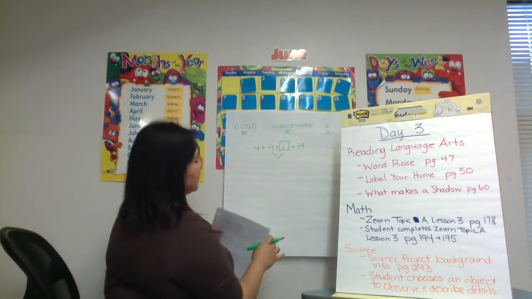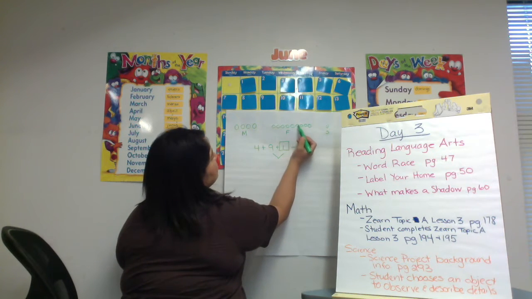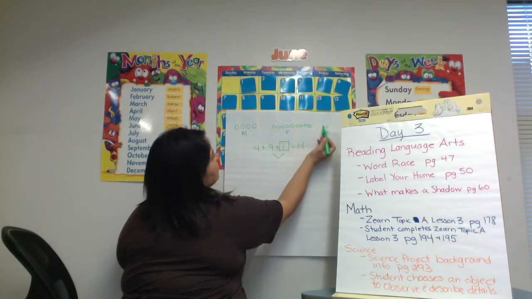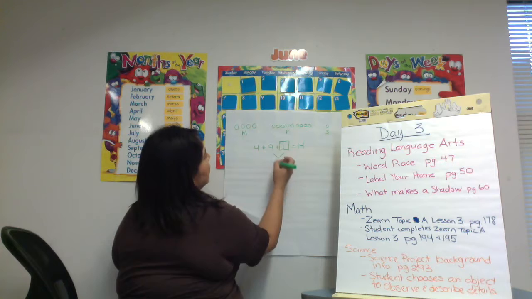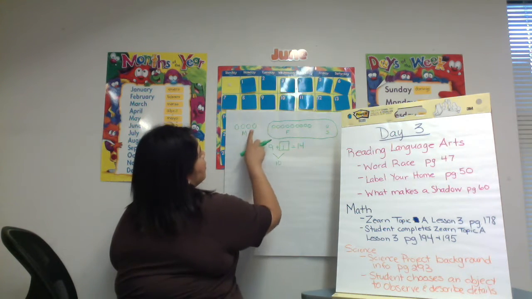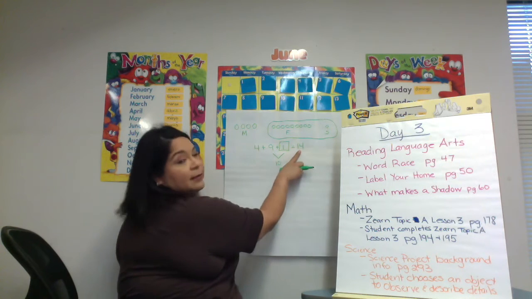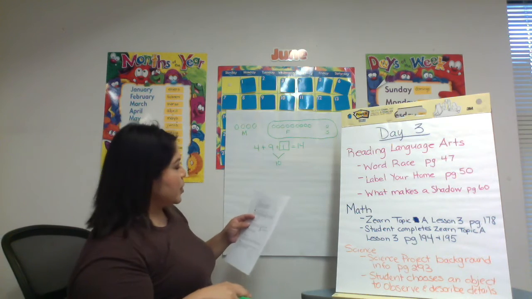Okay, so let's see if that's correct. So 1, 2, 3, 4, 5, 6, 7, 8, 9, 10, right? That gives me 10. And if I add the next ones, 10, 11, 12, 13, 14. Did it give me 14? Yes. Okay, so that is how you would do that.